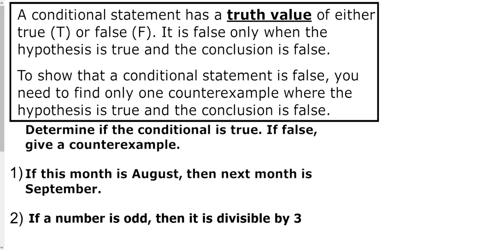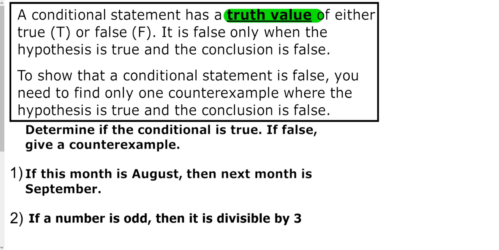Now we're going to talk a little bit about truth values. So the truth value is just telling us overall if the statement is true or false. We can show infinite examples of something being true, but if we can show one example of it being false, that makes the statement overall have a truth value of false. So let's look at a couple examples.